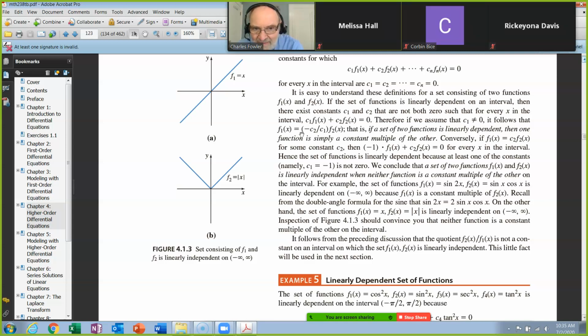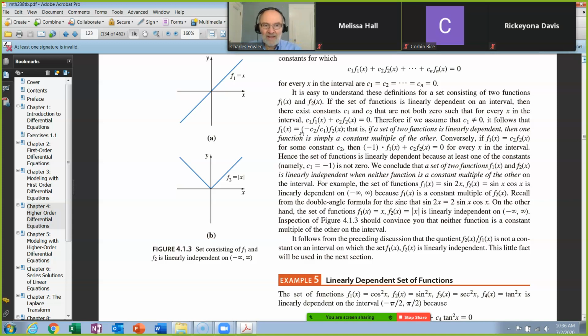Okay. They're going round and round with this. Hence, a set of functions is linearly independent because at least one of the constants, namely c1, is not 0. We conclude that a set of two functions, f1 and f2, are linearly independent when neither function is a constant multiple of the other on the interval. Now again, we're only dealing with two functions. For example, f1 is equal to sine 2x and f2 is sine x cosine x. They're dependent on each other.